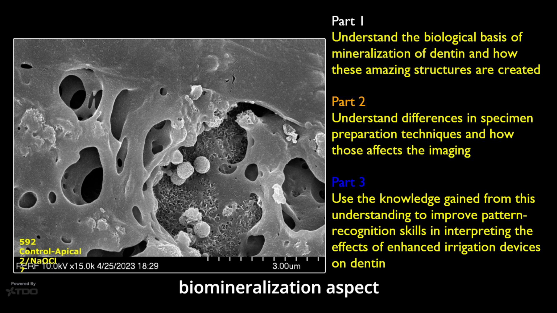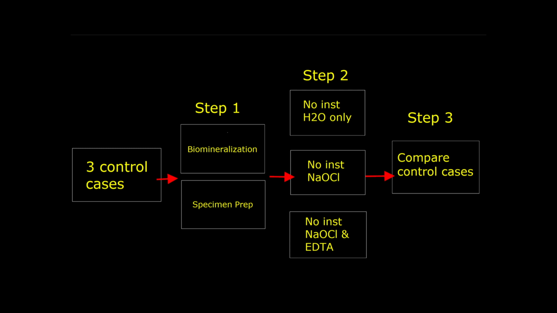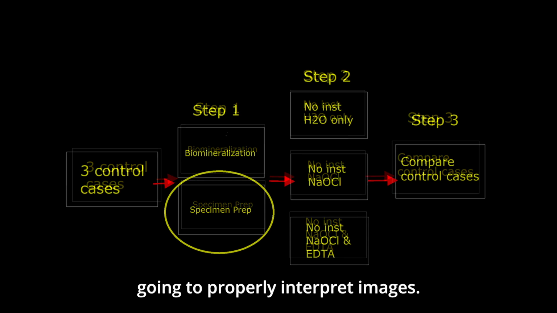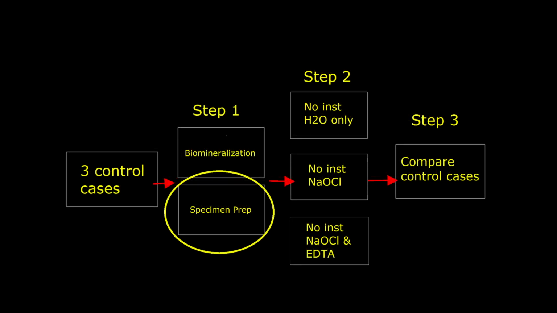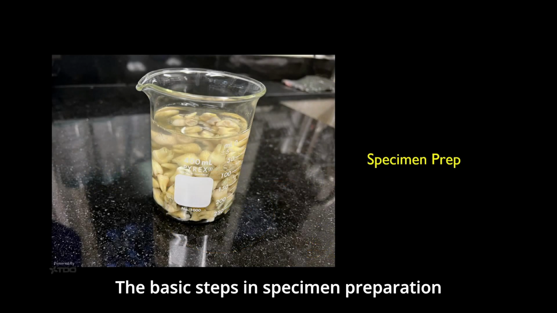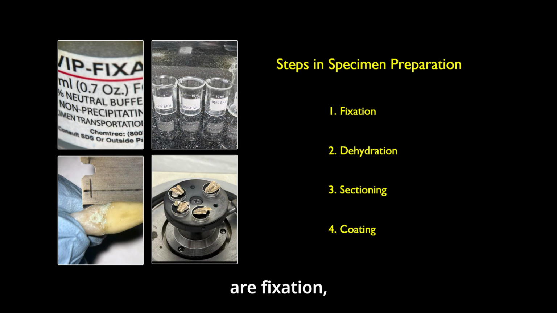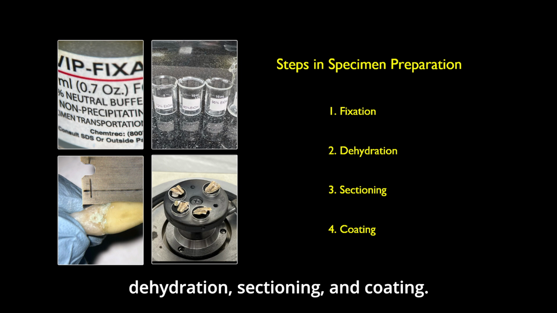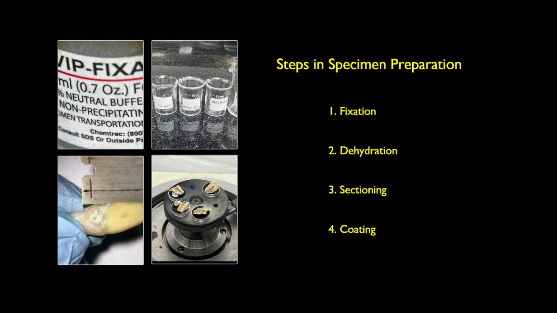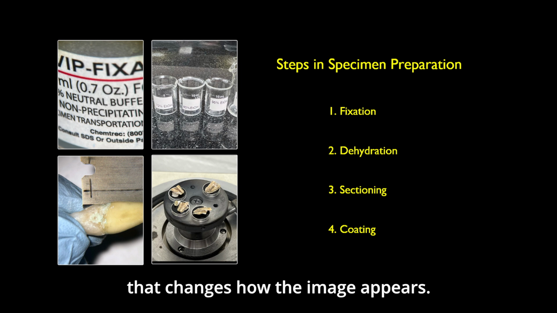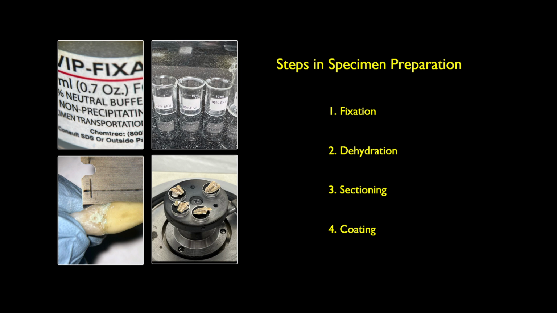So we've already covered the biomineralization aspect in the prior tutorials. Now we're going to take a look at specimen preparation techniques. There's a lot of factors in specimen preparation that are important to understand if you're going to properly interpret images. The basic steps in specimen preparation are fixation, dehydration, sectioning, and coating. All of these procedures can affect the specimen in ways that change how the image appears.